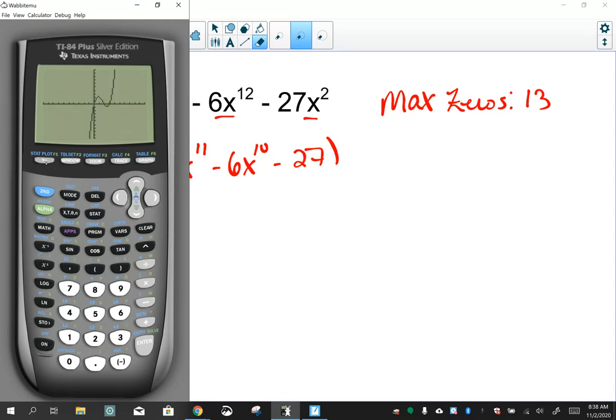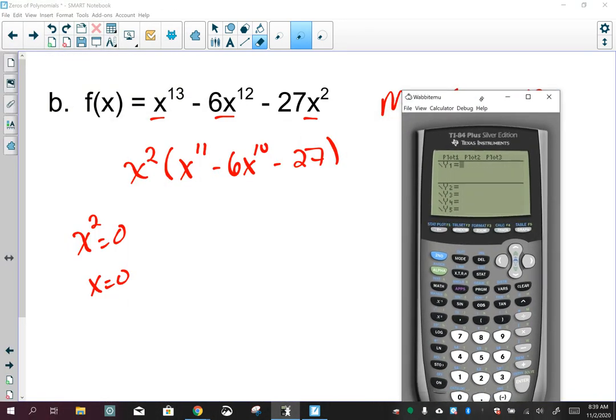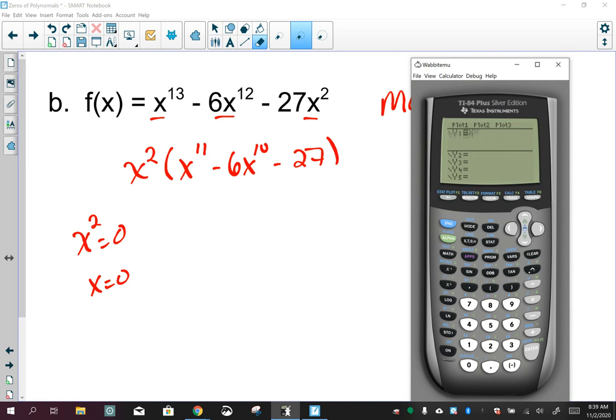Okay. So you just simply go in here. We have x to the 13th minus 6x to the 12th. I'm sorry, not squared, to the 12th. And then minus 27x squared. And then we're going to graph this. Let's see what this looks like. All right. So that looks like it's about all it's going to do.